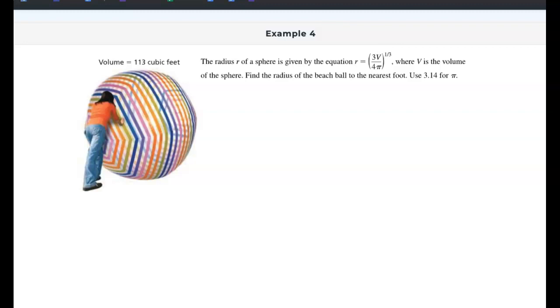The radius r of a sphere is given by the equation, radius equals this, where V is the volume of the sphere. Find the radius of the beach ball to the nearest foot, and we have to use 3.14 for pi. So looking at the picture, we are given the volume. What letter represents volume? V. Okay, so I'm going to write radius equals 3 times the volume.